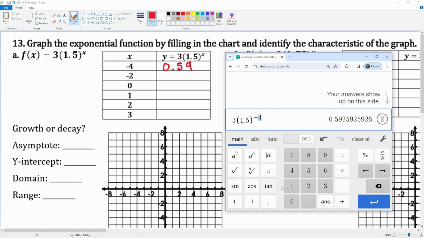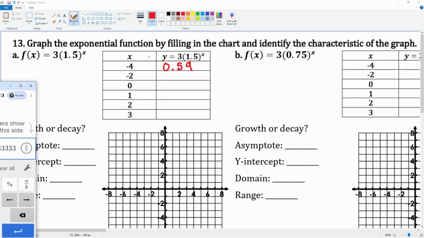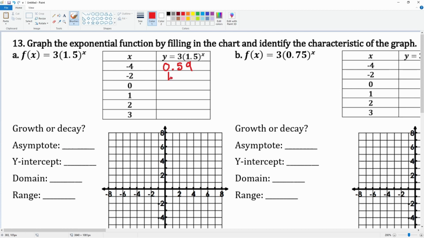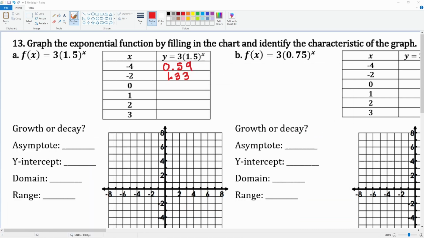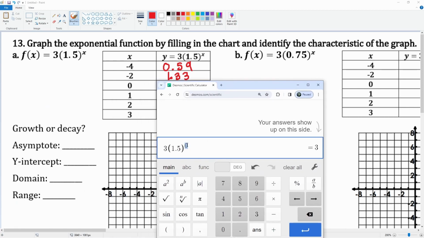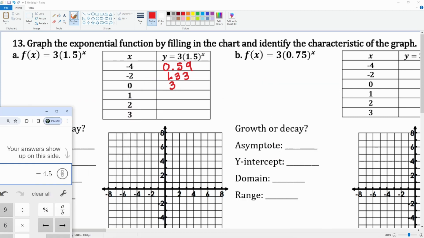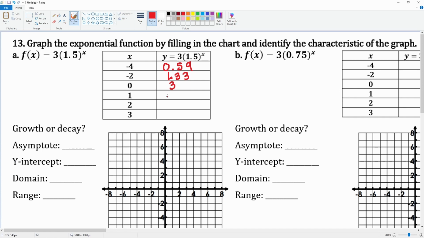It's very easy when you use Desmos. You can just change it. Okay. When you plug this in and you put in -2 for the x, it becomes 1.33. Next, we put this to the 0 power. That is just a 3. Then we put it to the first power. See? Use Desmos. It's easy. 4.5.